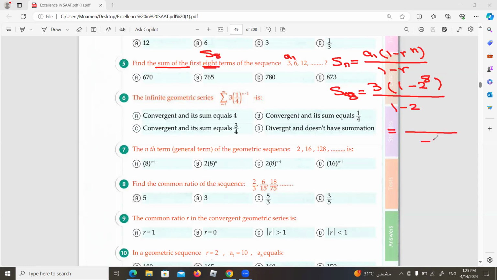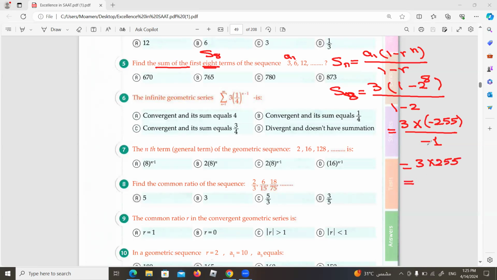Calculate. You have here a negative, so the result will be negative, because you have a negative denominator. 3 multiplied by 1 minus 2 power 8. 2 power 8 equals 256. 1 minus 256 will be negative 255. It's a calculation. Negative divided by negative is equal to positive. So the result is 3 multiplied by 255.